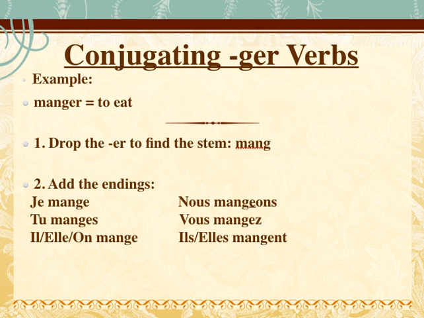So, for example, if we look at the entire conjugation of the GER verb manger, to eat, you're going to drop the ER to find the stem mange, and then add the endings for every single one of our conjugations behind that stem. E, je mange; ES, tu manges; E, il, elle, on mange; EONS, nous mangeons; EZ, vous mangez; ENT, ils, elles mangent.